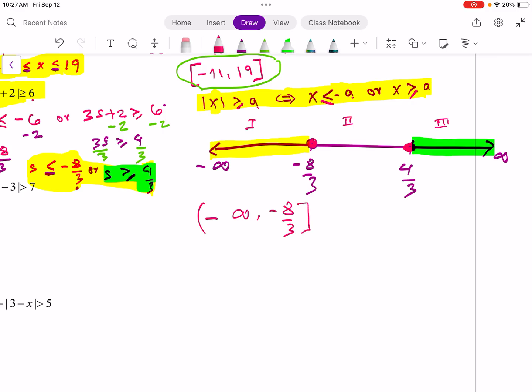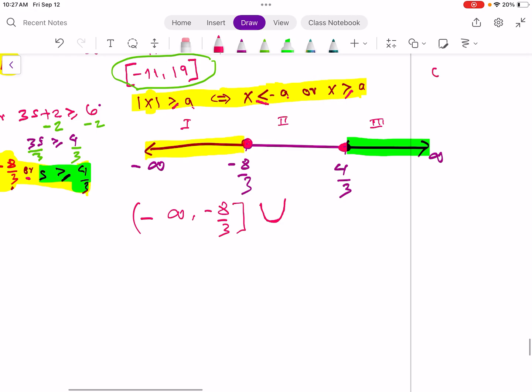Okay, now we have an or here. So for or, we use the union sign when we are using interval notation. Or is the same as union. Do not forget, or is union and and is intersection. That's what we had when we did the review. So we replace our or by union.